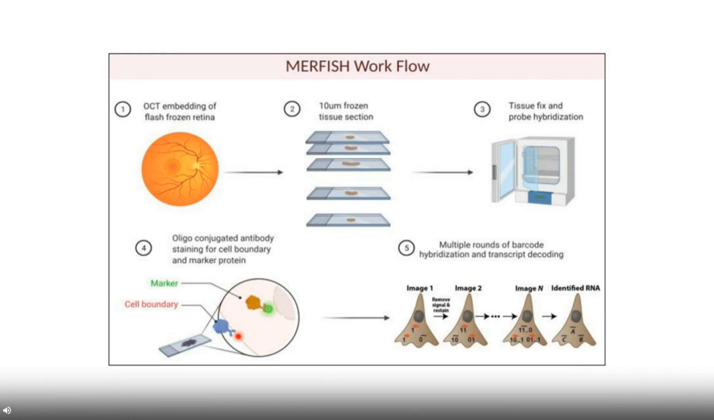The workflow for us to generate the spatial map of the retina is as follows. We start with an enucleated eye, and we make a fresh frozen tissue and a 10-micron section on a slide. The slide is slightly fixed and hybridized to a probe set, 386 genes in our case, selected from the single-cell RNA-seq for the cell markers. In parallel, we also add a few antibodies that highlight the cell boundary. After hybridization and staining, it goes through multiple rounds of imaging to decode the probes, so we can identify which transcripts are in the tissue.